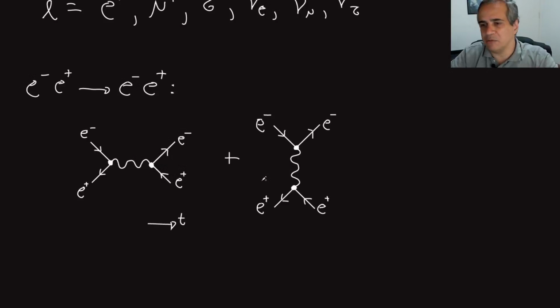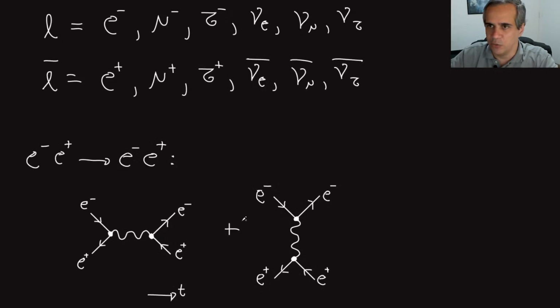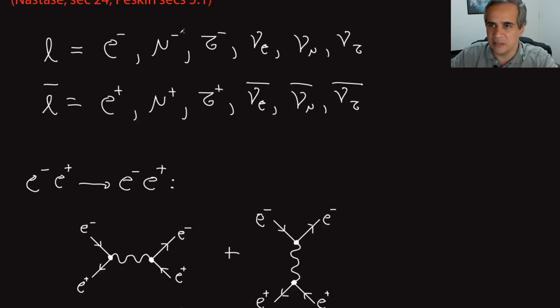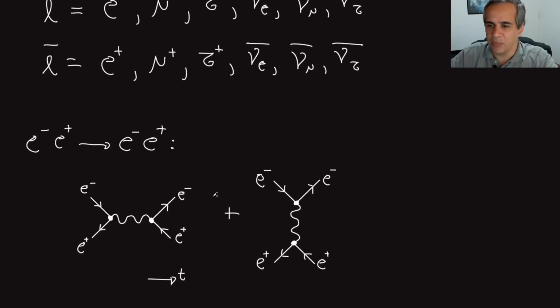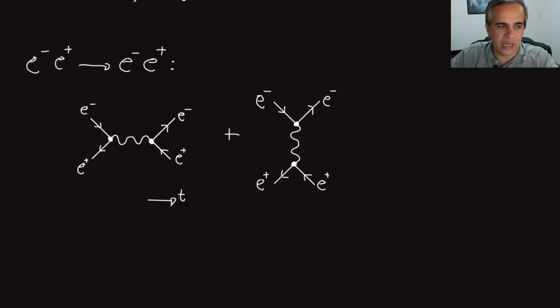So these two diagrams will interfere with each other. If you wanted to look at this, you would have to worry about relative signs and all that. In the case of the muon and the tau, remember that the other two charged leptons in my list here are the muon and the tau, right? In that case, I don't have this second diagram because the electron cannot just become the muon by emitting a photon, right?